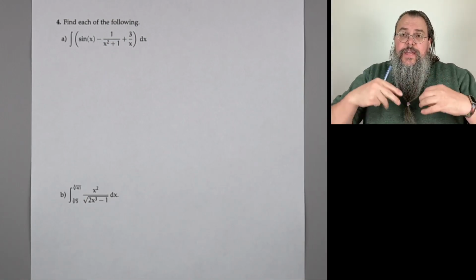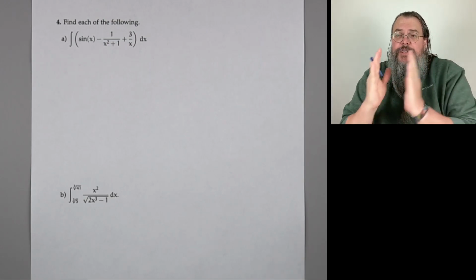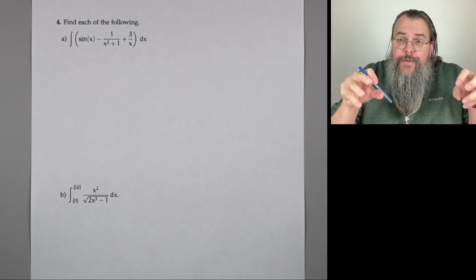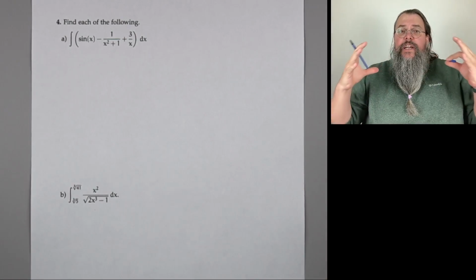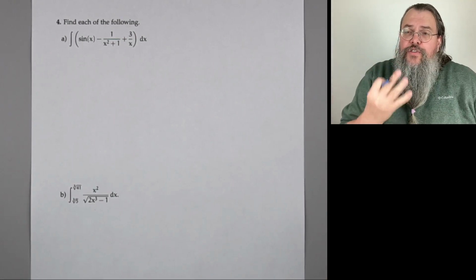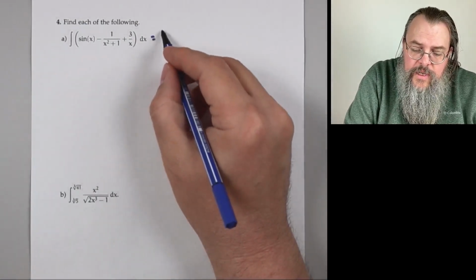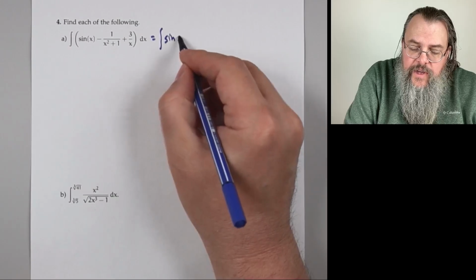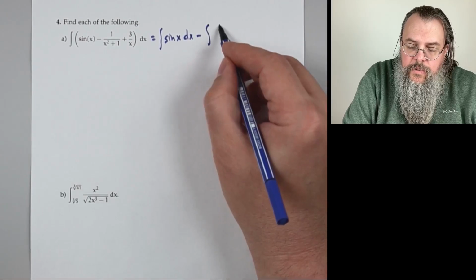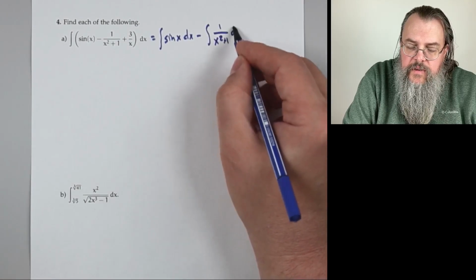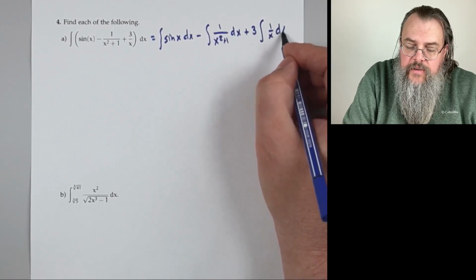Now the nice thing is integration is linear, which is just a fancy way of saying when you have addition and subtraction, you can break them up into little pieces. So in other words, instead of thinking of this as one big integral, we'll think of it as 3 smaller integrals. We want to do that because that makes each one a little bit more bite-sized, easier to work with. So we have the integral of sine of x dx, minus the integral of 1 over x squared plus 1 dx, and then plus 3 times the integral of 1 over x dx.